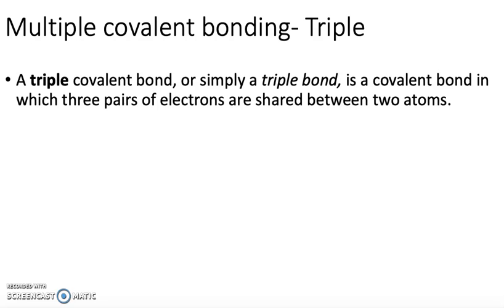Hey guys, I wanted to talk today about multiple covalent bonding, but the triple bond. So we did single, double, now we're going to be triple. So a triple covalent bond, or simply a triple bond, is a covalent bond in which three pairs of electrons are shared between two atoms.